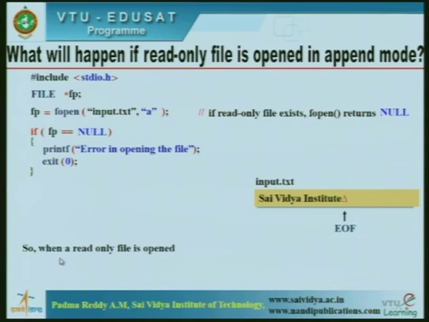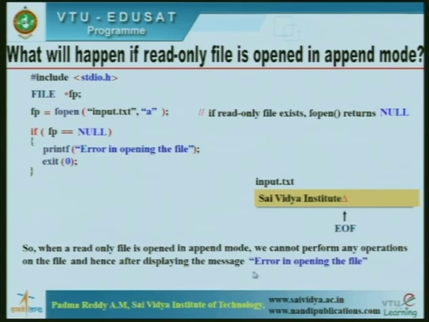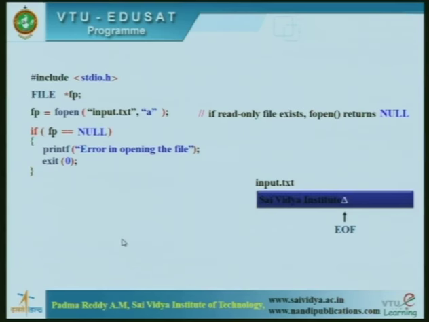Now let us see here. When a read-only file is opened in append mode, we cannot perform any operation on the file, and hence after displaying the message error in opening the file, the program is terminated. We cannot open the read-only file in append mode. We cannot open the read-only file in write mode also. So we have to use r. If it is read-only, we have to use only r. We cannot write w or a like this.